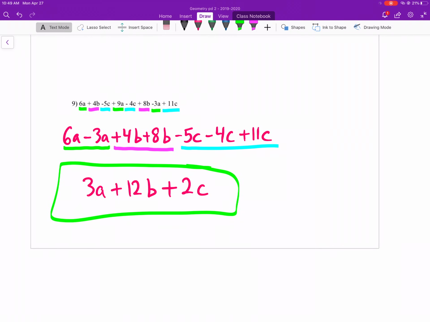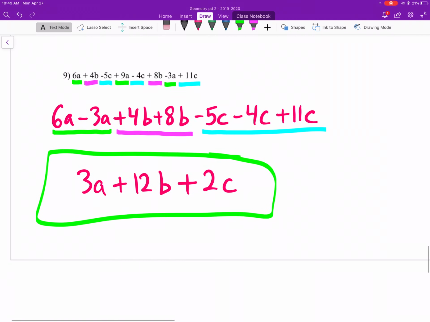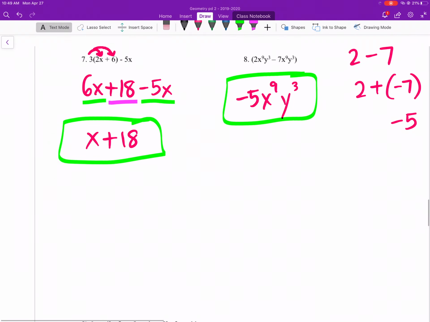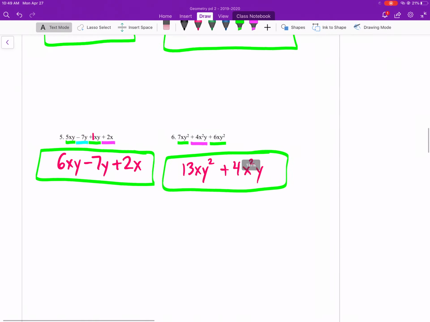All right, the big idea for the lesson: we can only combine like terms. When we're adding and we're subtracting, we only combine like terms. What is a like term? It has to have the same variable and the same exponent. And then you just add the numbers in front, those coefficients. All right, so you can look through these problems.